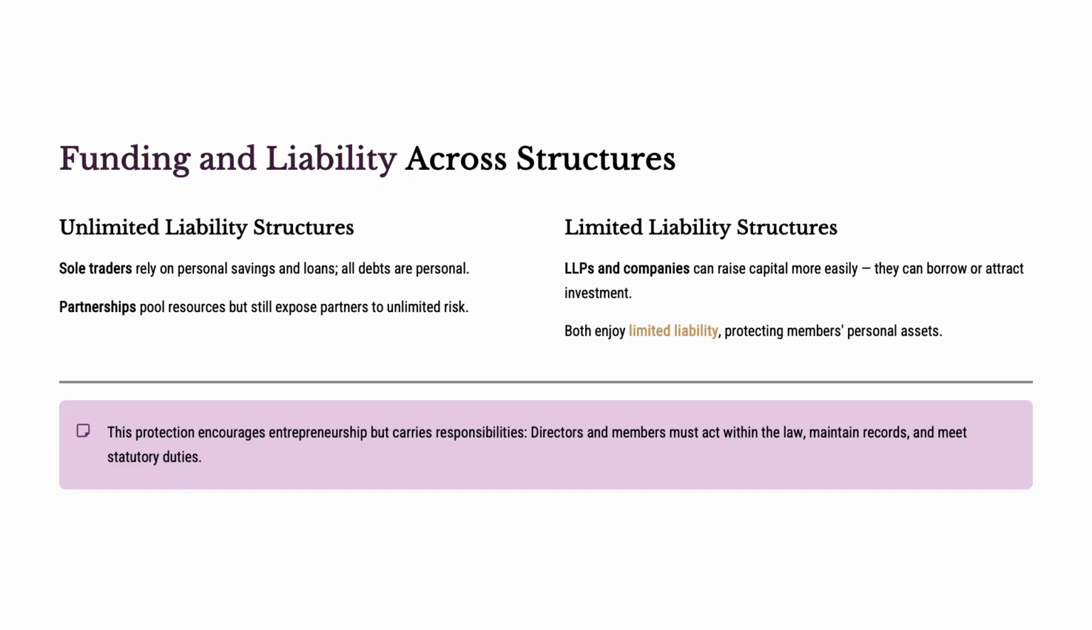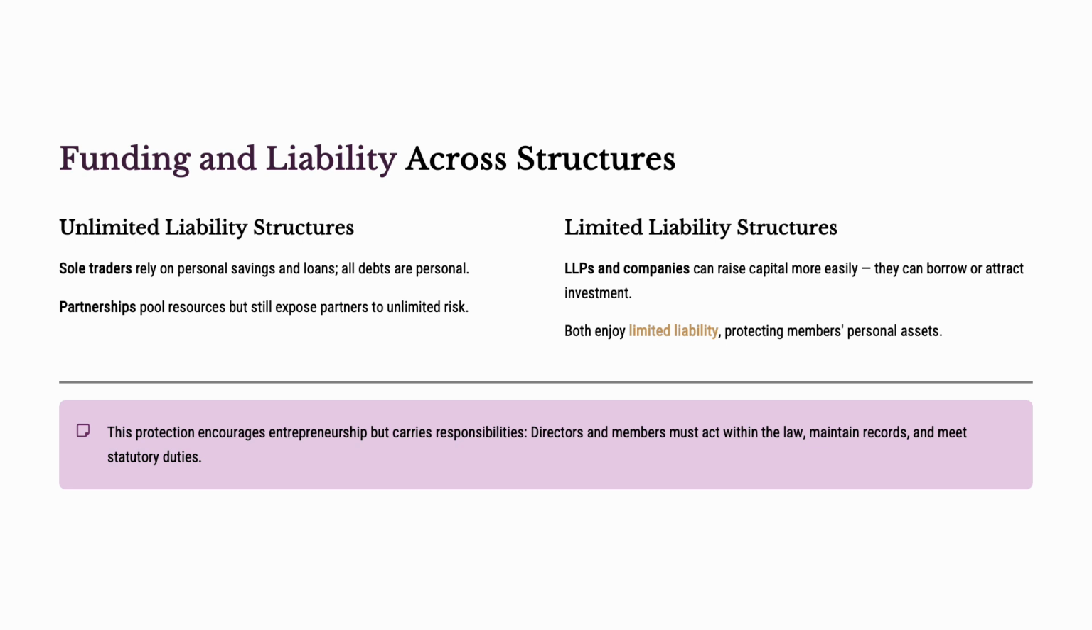Of course it is. So the next thing we need to understand is the difference in funding and liability across structures. Funding is another crucial point to decide once you are doing your SQE questions. Sole traders rely on personal savings and the goodwill of their bank manager. So if they have goodwill, they can get money, otherwise not. Partnerships pool resources, but still expose everyone to risk. LLPs and companies, on the other hand, can raise capital by issuing shares or borrowing, a huge advantage when scaling up. Limited liability encourages ambition.